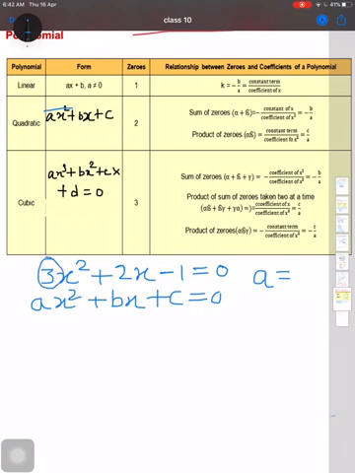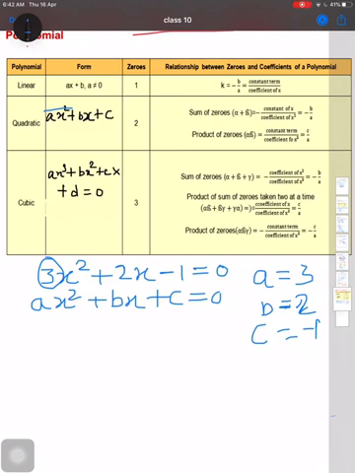We are comparing this. a is the coefficient of x square, so a will be 3. b is the coefficient of x only, so that will be 2. And the constant term is c, so c will be minus 1. I think this is clear.